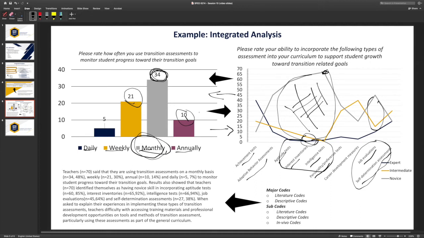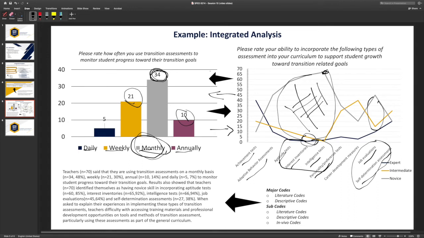So taken together, now we have an understanding of when transition assessment happens and then the types of assessments that are happening when it does happen, and even more important, when they're doing these, how prepared are they to implement these strategies and these evidence-based practices. So in this example, this might be all of the quantitative information that I have. And honestly, that's a lot of quantitative information for this particular evidence-based practice.